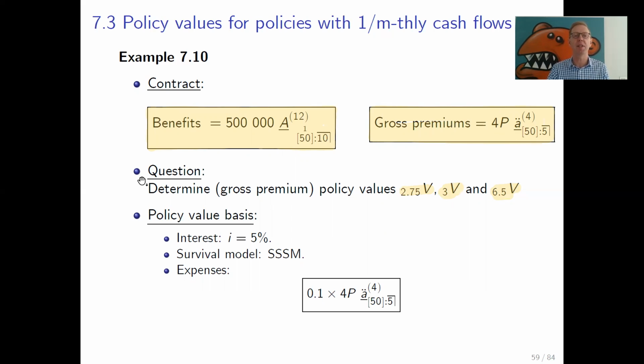The question that we have to answer is to determine the gross premium policy values, V, at times 2.75, at time 3, and at time 6.5. Notice that these 3 times are times at which a premium is paid and at which an eventual death benefit could be paid. In order to calculate the gross premium policy values, we have to set a policy value basis. We assume an interest of 5%. The survival model is a standard select survival model, and the expenses are as follows. In every premium that is paid, there is an expense of 10% related to that.